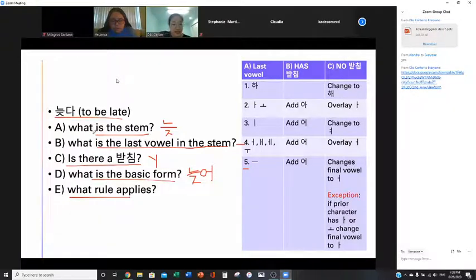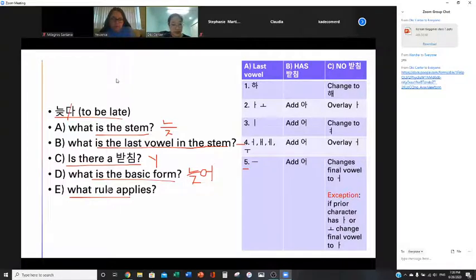So for people, I'm just going to explain again. What is the stem here? You remove the 다, you have 늦. You have 늦 here. And then what is the last vowel in the stem? It's because the ㅅ is the final consonant, in case people are confused. So it's right here. That's the last stem. And is there a pachim? Yes, there's a pachim right here. And what is the basic form?